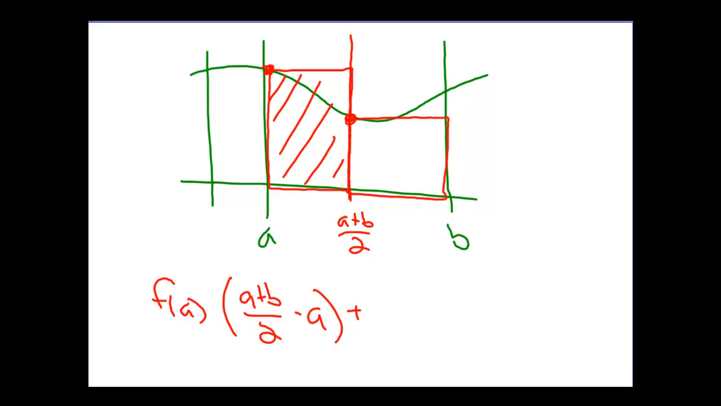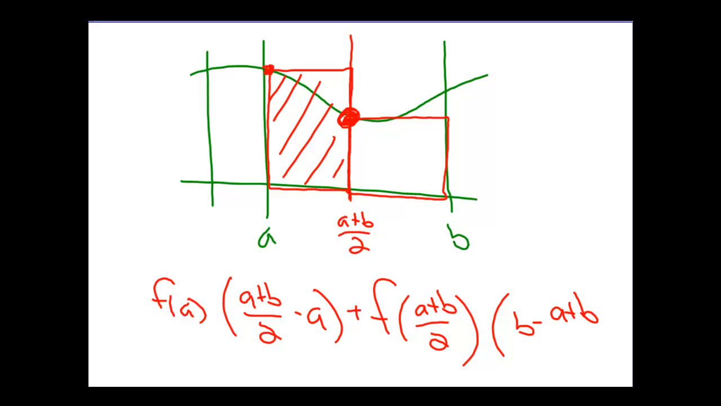Plus we could sum then the height of our second rectangle, which would be f of (a plus b)/2. That is just the height at this point right here times the width of our function here, b minus (a plus b)/2. And this would now be an estimate of our area. And you can see that it's certainly a better estimate than the estimate we used with the left endpoints initially, because we have basically cut out this area, which we certainly didn't want in there to begin with, because that's mostly empty space and not part of the region that we're interested in.